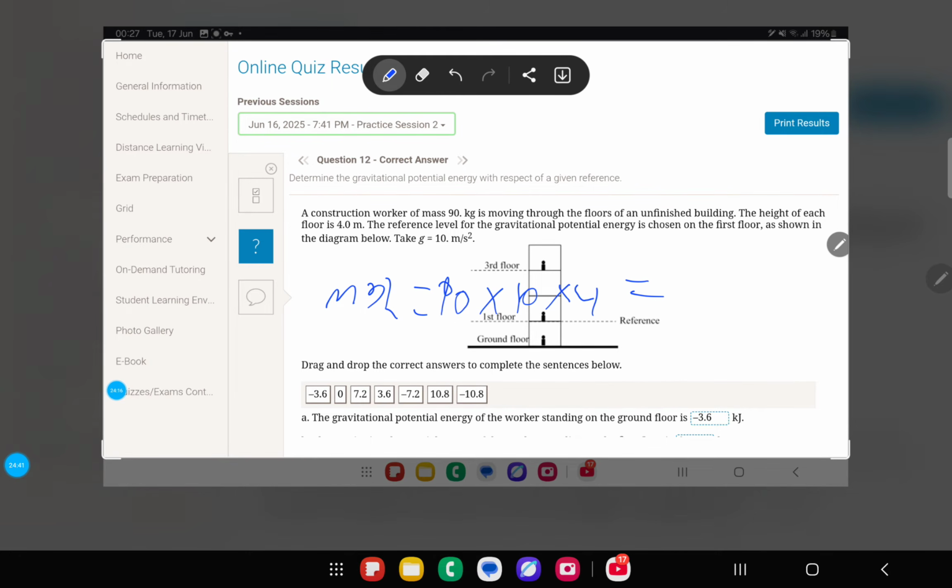You get 3600 joules, but I want it in kilojoules like the previous question, so you divide it by 1000 and get 3.6. But since the worker is standing on the ground floor, this is below the reference level, which is the zero level. Reference level means zero level. Since it's below the reference level, it's negative. So it becomes negative 3.6 kilojoules.